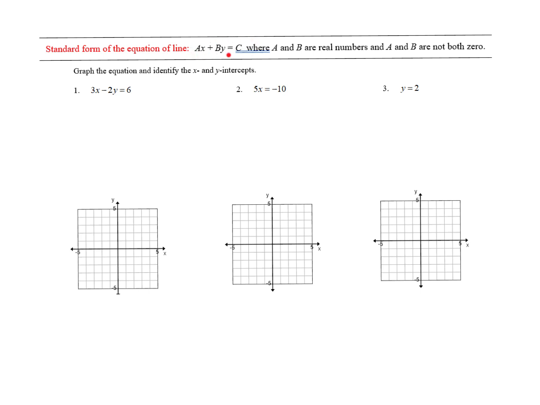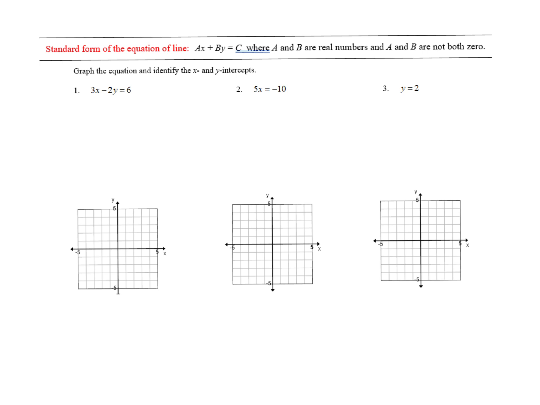The standard form of an equation is ax plus by equals c, where a and b are real numbers and a and b are both not 0. Typically, when we're talking about standard form, many times a is going to be a positive integer and b is going to be an integer, and then c we try to write as an integer also. You might have to do some manipulating to get it in standard form that way, but that's typically what we do.